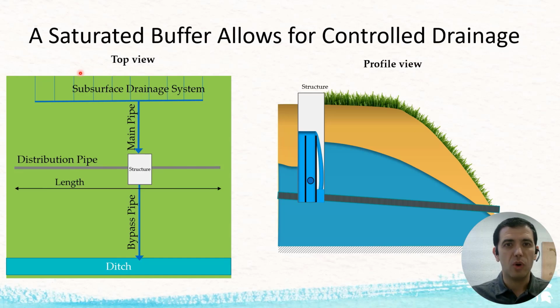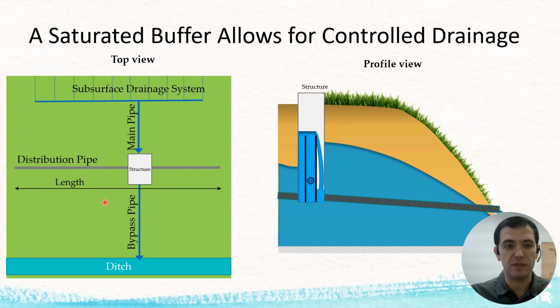A saturated buffer also allows for controlled drainage implementation. Controlled drainage is also known as drainage water management. This is the top view on the left. There's a subsurface drainage system here that brings water to the edge of the field through the main pipe. Water enters the structure, and this is the distribution pipe. So we're looking from above, and this is a ditch, and this is the bypass of the system. So extra water that comes in that cannot be handled by the distribution pipe moves through the bypass pipe to the ditch.